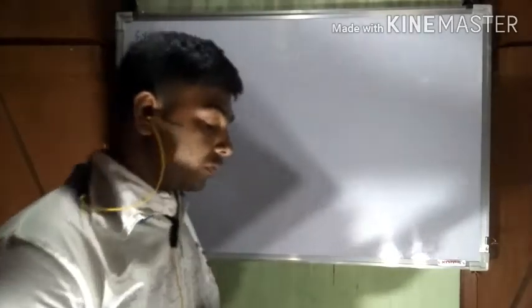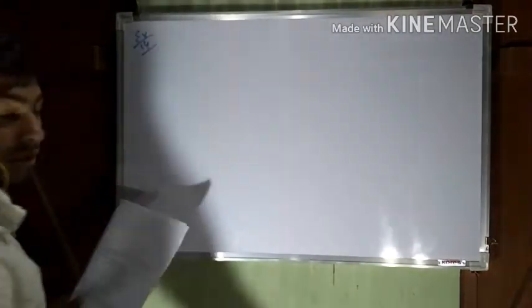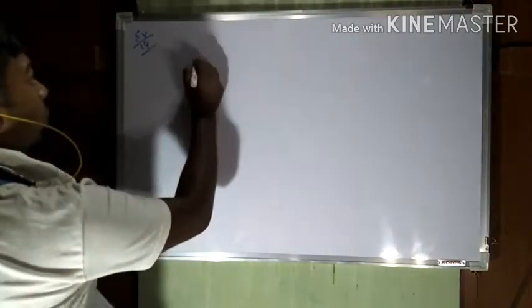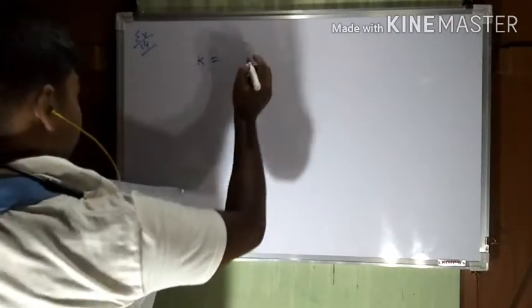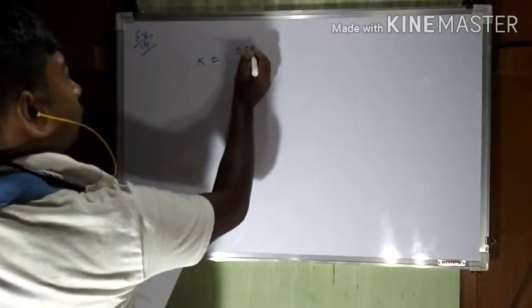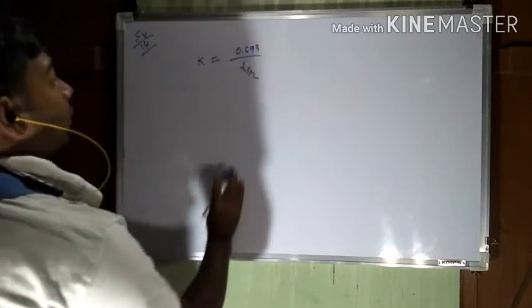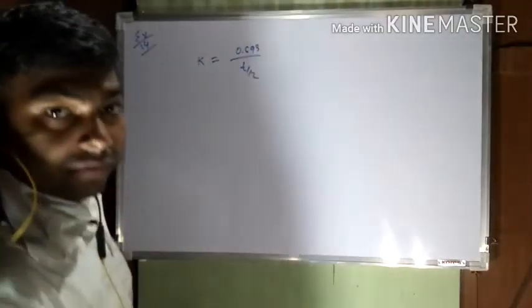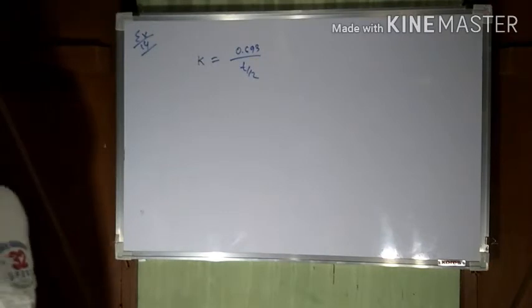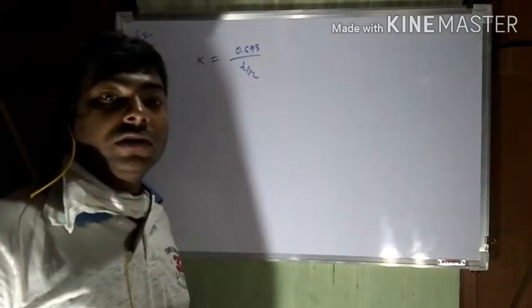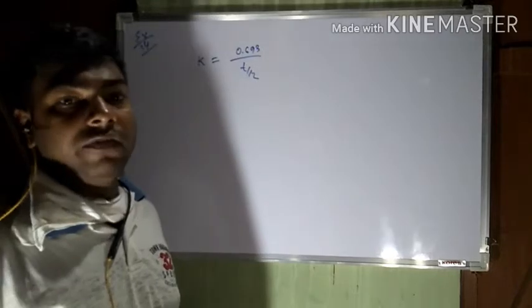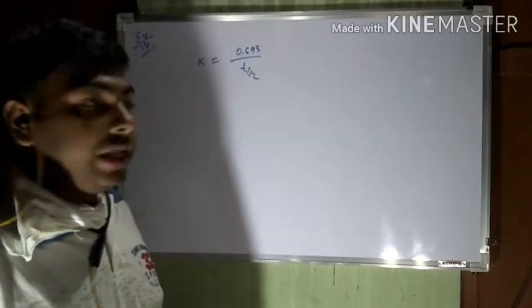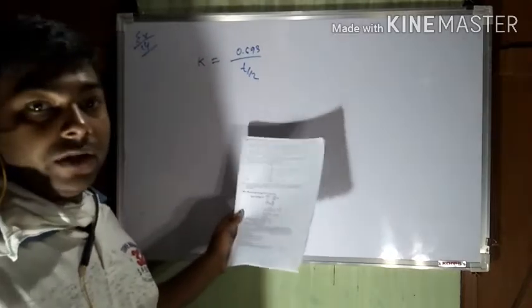Now see what is given. The decay constant, that means the rate constant K. K is 0.693 by T half. Here it is assumed to be first order, because radioactive elements take infinite time to complete decay. That's why we are taking the first order half-life equations.